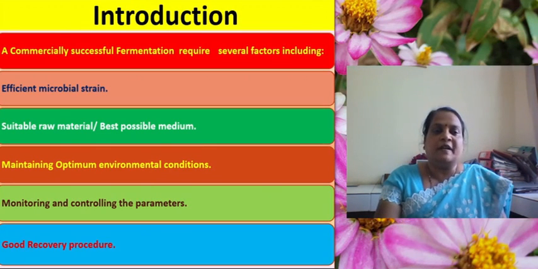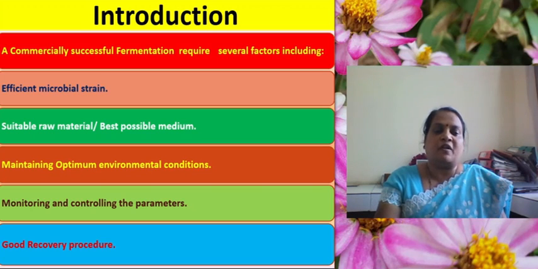If we want the fermentation to be commercially successful, then several factors must be considered. A commercially successful fermentation requires several factors, including efficient microbial strain. That means a good production strain is very much important. Suitable raw materials or best possible medium for the fermentation, maintaining optimum environmental conditions during the fermentation, and monitoring and controlling the parameters. If we maintain all this, then we get good amount of product accumulation.